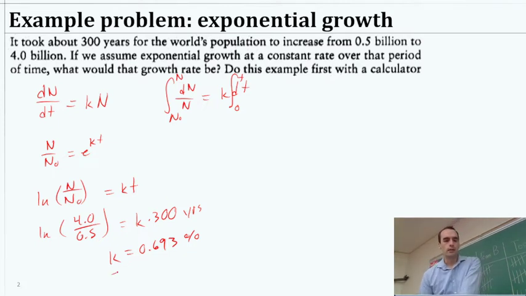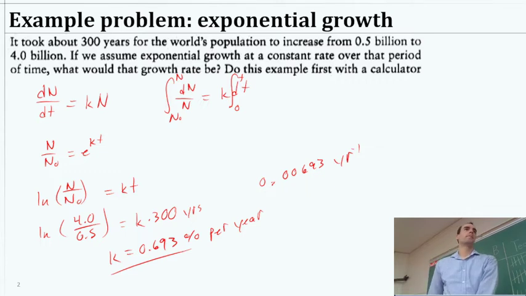So that would be then our answer, and that's per year. So the units technically, if we wrote it out as a fraction like we normally would, that would be 0.00693 year to the minus 1. Okay.